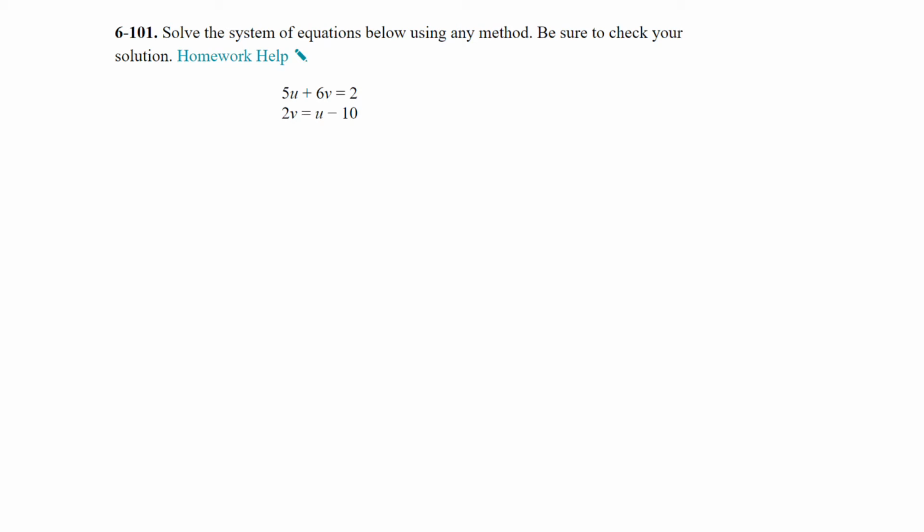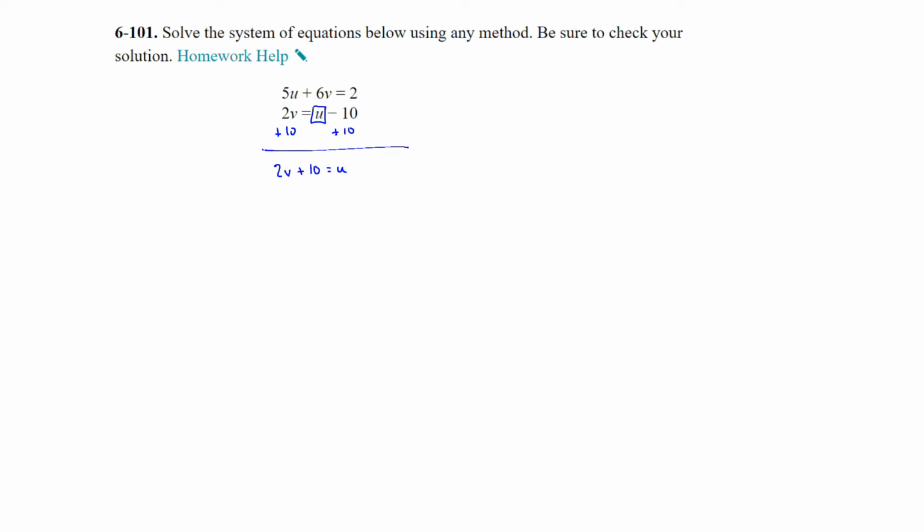Question 101. Solve the system of equation below using any method. Be sure to check your solution. So we're solving for u and v. We have substitution and elimination, and not really set up for either one of them, but we can set it up for either method. If we want to solve by using substitution, I would choose this variable because it has a coefficient of 1, and so we could easily just add the 10 to the other side, and that would give us 2v plus 10 is equal to u.